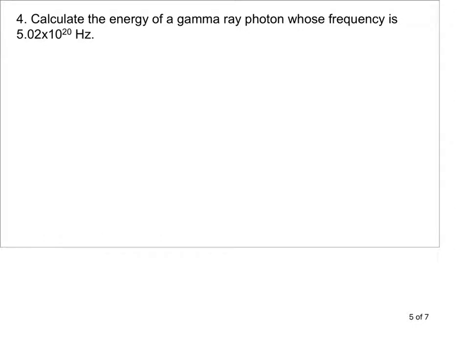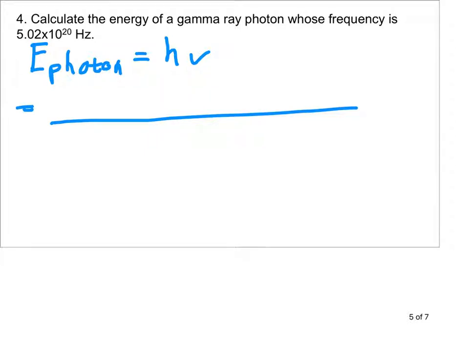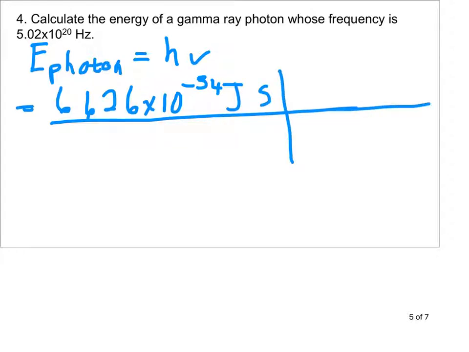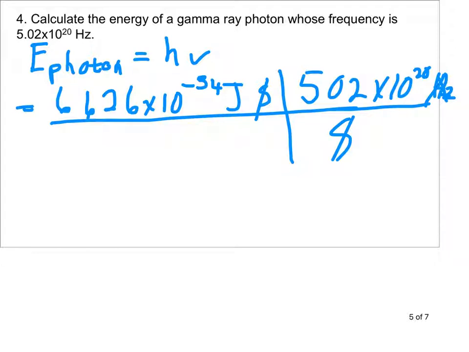Then calculate the energy of a gamma ray photon whose frequency is given. The energy, we have the formula energy of a photon, or energy of a quantum, you're only talking about the same thing, is h nu, where h is Planck's constant. We want to calculate the energy, so we don't have to rearrange the formula. Planck's constant, you don't have to memorize this one, I will always give this one to you. If you happen to memorize it, that's good. Anything you do memorize is always good. Then times the frequency, which was 5.02 times 10 to the 20th hertz. Hertz becomes second down here, which divides out that second, leaving us joules, the right unit for energy.